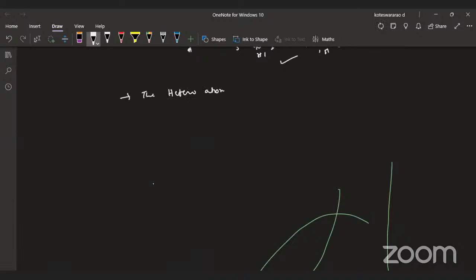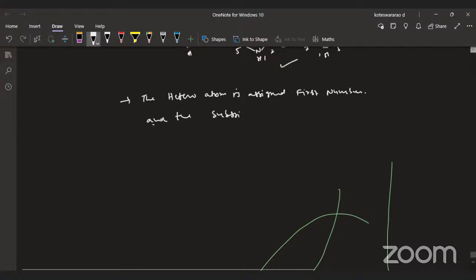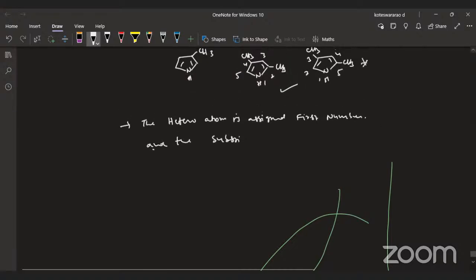The heteroatom is assigned first number, and the substituents. Here, in the previous case, I'm always starting the numbering with 1 at the heteroatom. In most cases, we start the numbering with the heteroatom, right? Starting the numbering with the heteroatom is important.